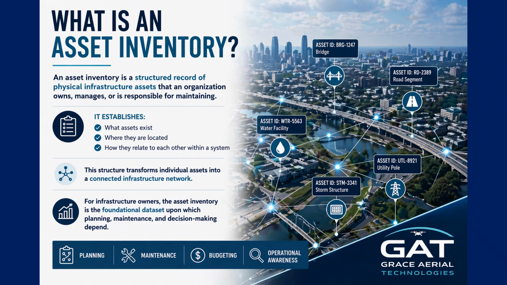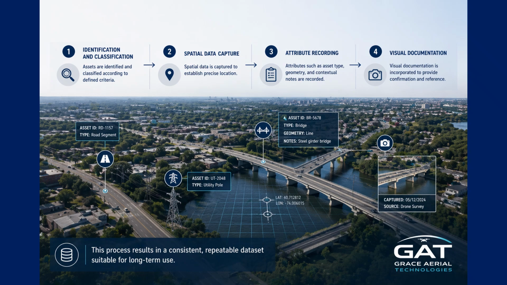An asset inventory is a structured record of physical infrastructure assets that an organization owns, manages, or is responsible for maintaining. It goes beyond a simple list. An asset inventory establishes what assets exist, where they are located, and how they relate to each other within a system. For infrastructure owners, the asset inventory is the foundational data set upon which planning, maintenance, and decision-making depend. So now let's talk about how the process works, step by step.